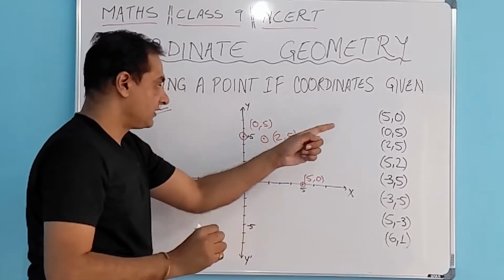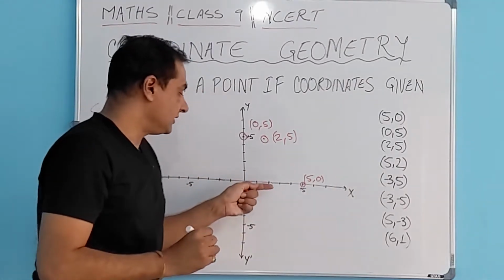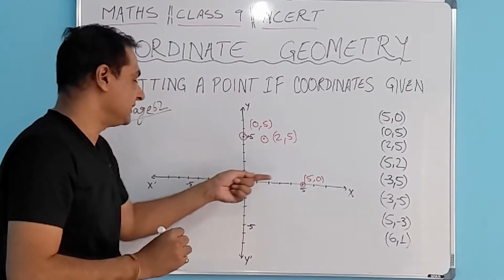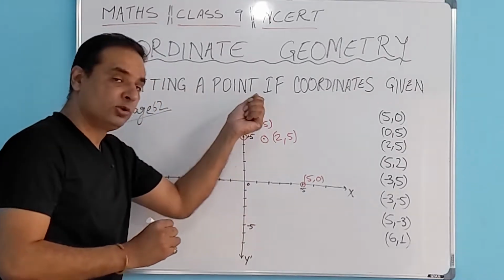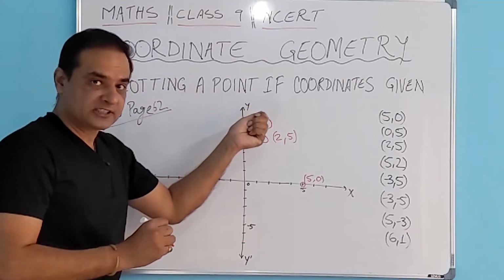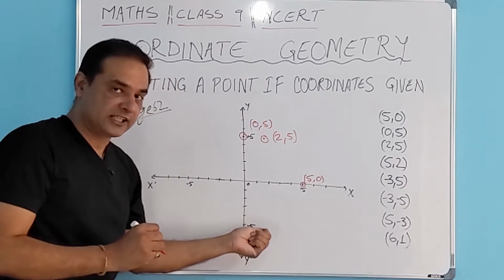So if you see, we look at the x coordinate, we go there on the x-axis, whether it is in the positive or negative direction, and then we go perpendicular either up for the positive direction on the y-axis or down for the negative direction of the y-axis.